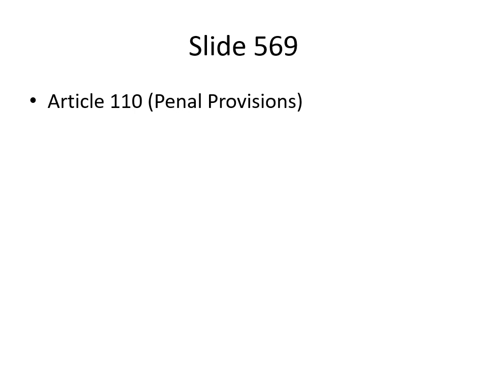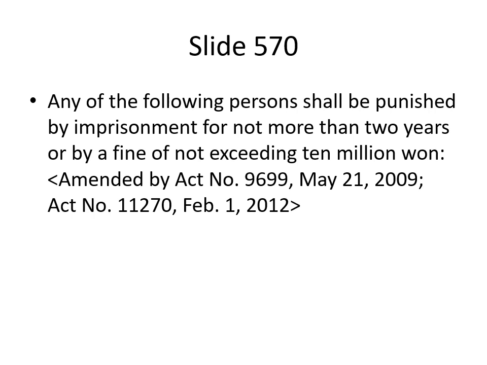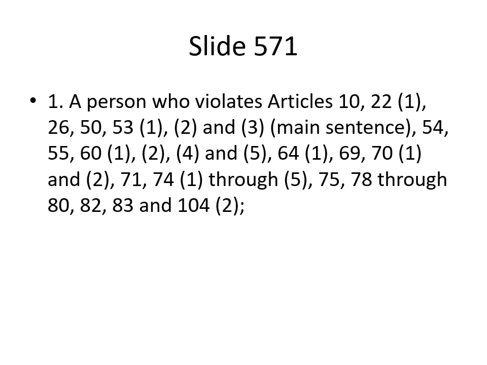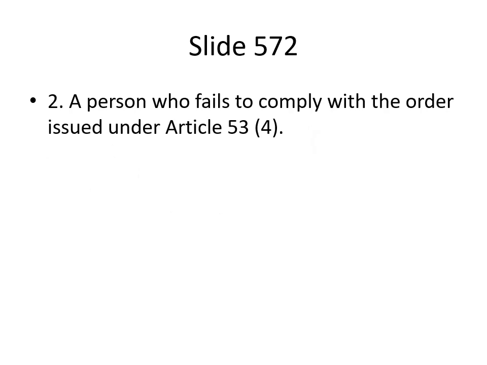Article 110, Penal Provisions. Any of the following persons shall be punished by imprisonment for not more than 2 years or by a fine of not exceeding 10 million won. <Amended by Act No. 9699, May 21, 2009, Act No. 11270, February 1, 2012> 1. A person who violates Articles 10, 22(1), 26, 50, 53(1), (2), and (3) main sentence, 54, 55, 60(1), (2), (4), and (5), 64(1), 69, 70(1) and (2), 71, 74(1) through (5), 75, 78 through 80, 82, 83 and 104(2). 2. A person who fails to comply with the order issued under Article 53(4).